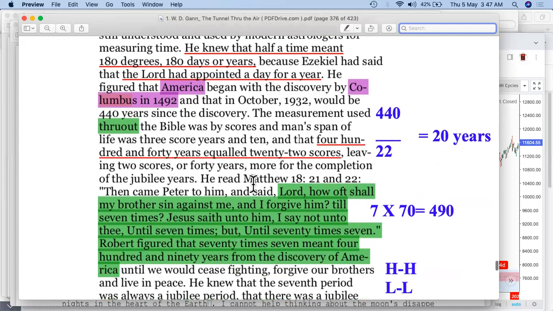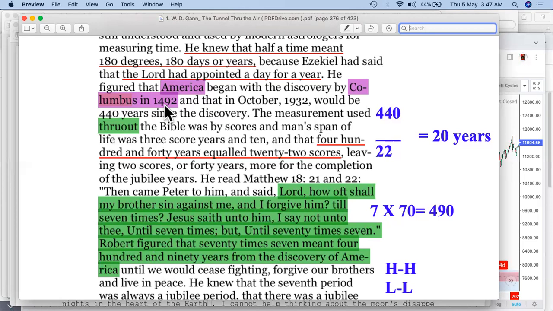He read Matthew 18:21 and 22. Then came Peter to him and said, Lord, how often shall my brother sin against me and I forgive him? Till 70 times? Jesus said unto him, I say not unto thee until 70 times, but until 70 times 7. Now, 70 times 7 comes to 490. Robert figured that 70 times 7 means 490 years from the discovery of America.